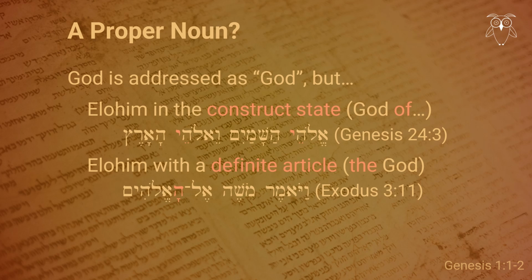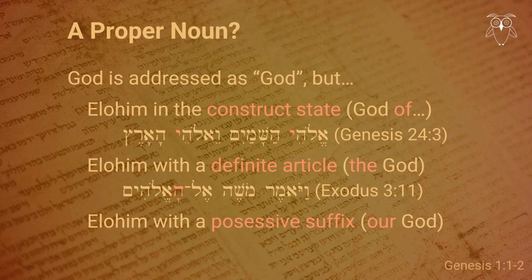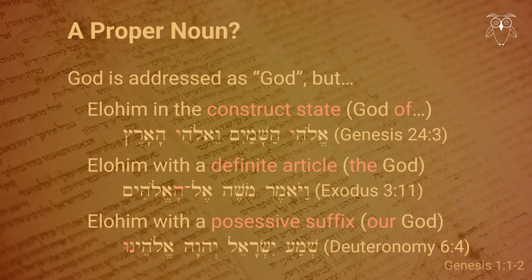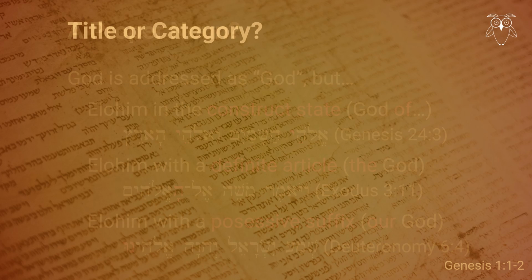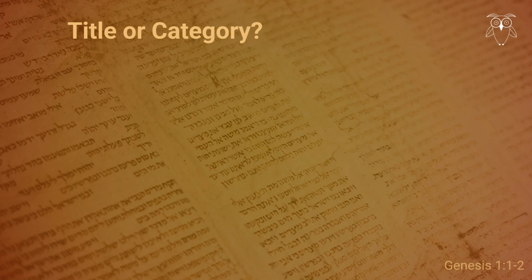And finally, you can add possessive suffixes to Elohim, for example in the famous confession or prayer in Deuteronomy 6 verse 4. Shema Yisrael Adonai Eloheinu, which means, Hear Israel, the Lord is our God. None of those things are possible with names, so it is not a name. Then, is it perhaps a title or a category?